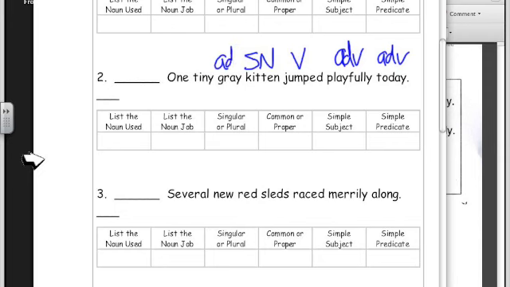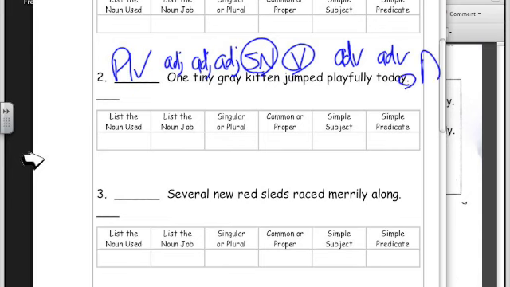What kind of kitten? Gray. Adjective. What kind of kitten? Tiny. Adjective. How many kittens? One. Adjective. Subject noun, verb, pattern 1, check. Period, statement, declarative sentence. Go back to the verb and divide the complete subject from the complete predicate.